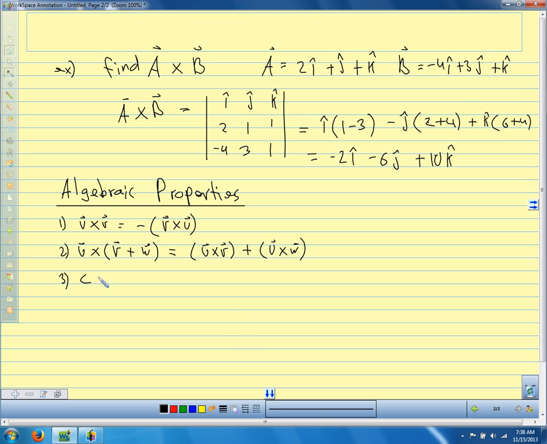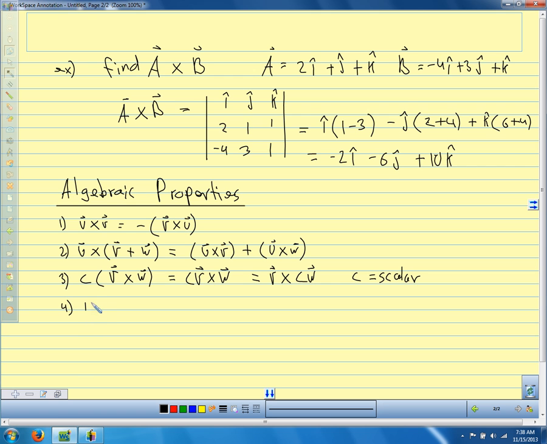We can multiply by a scalar. So if we have a scalar times a cross product, this is going to be CV cross W, and that would also be V cross C times W. And here C is a scalar. So I can multiply the scalar by either one of the vectors to get my cross product there.